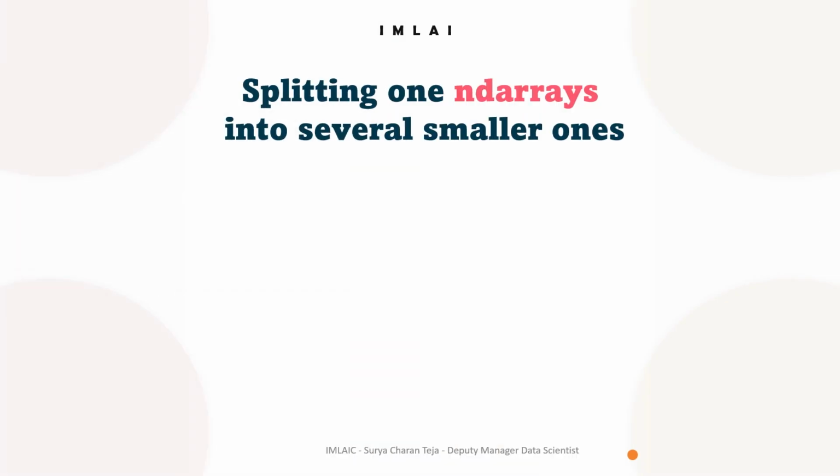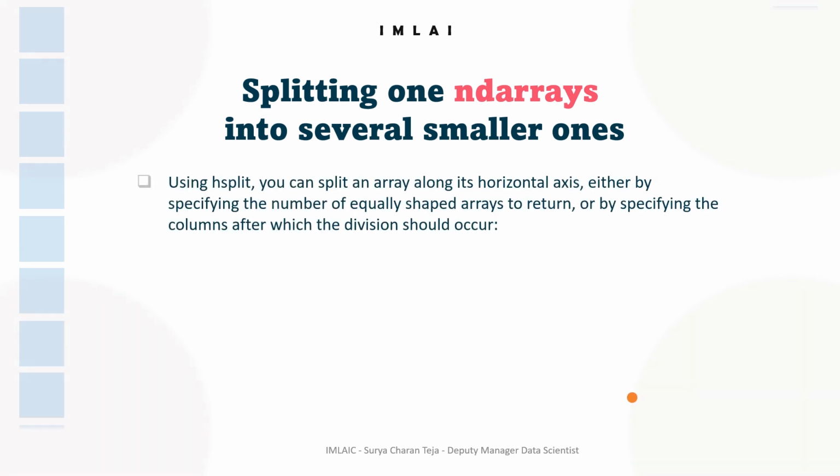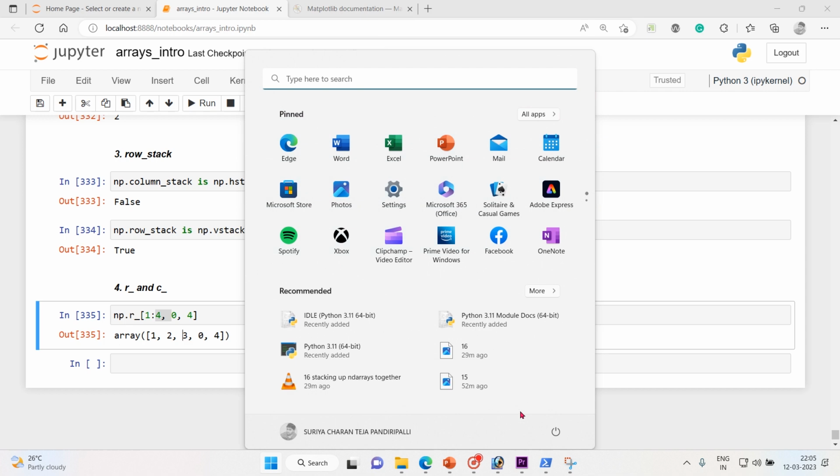Now let's look into splitting one ND arrays into several smaller ones. For that we're going to use hsplit. Using hsplit, you can split any array along its horizontal axis, either by specifying the number of equally shaped arrays to return, or by specifying the columns after which the division should occur. So let's do that.